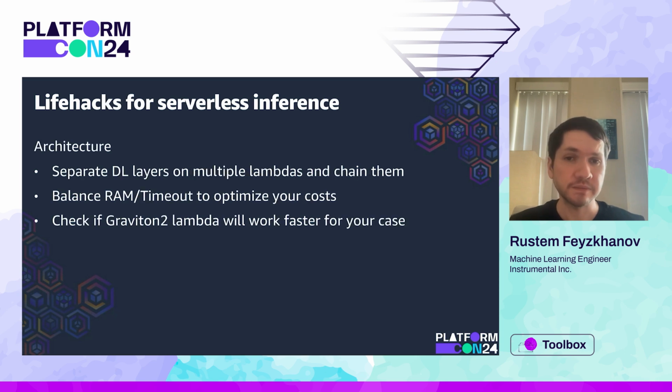Next is architecture. You could separate your deep learning model into different layers and multiple Lambdas and chain them. That's one option to reduce cold start. Another approach is to optimize RAM and CPU to optimize your costs, and check if Graviton 2 Lambda will work for your case, faster and cheaper.